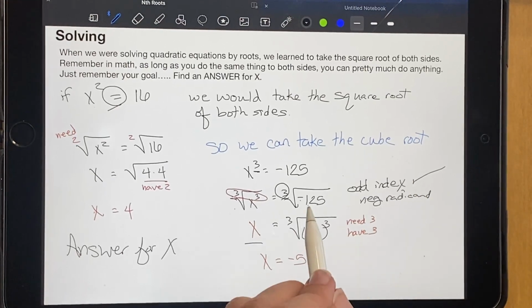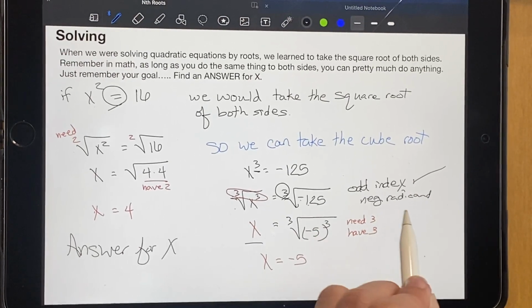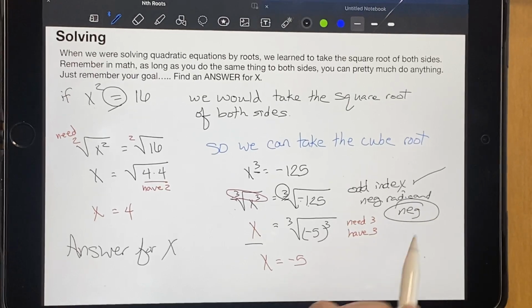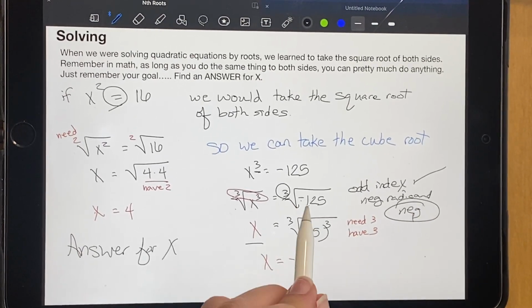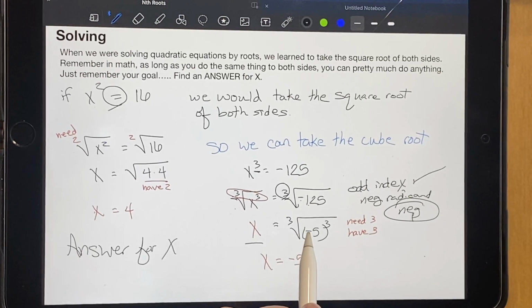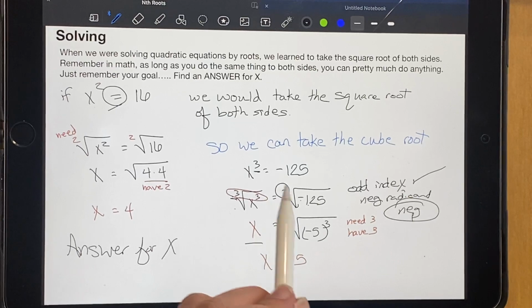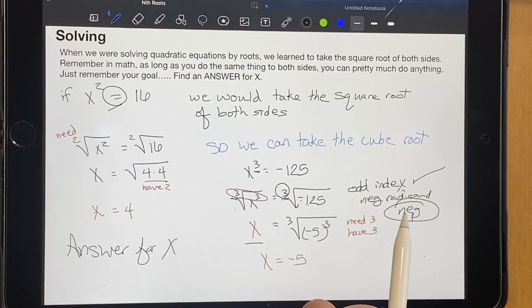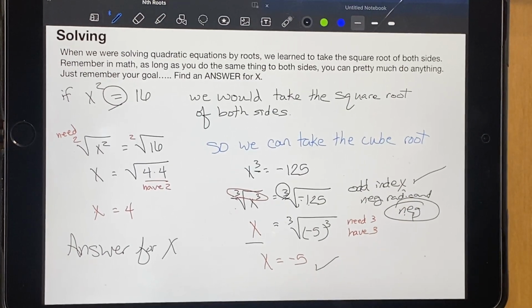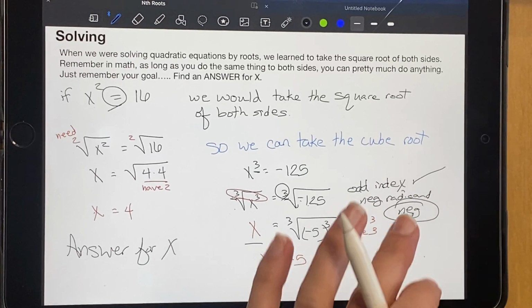It's allowed. It also means that my answer has to be negative. That's the only way that I can get that. So I'm going to rewrite negative 125 as negative 5 cubed. Now my index and my exponent match, so my answer is negative 5. So did it double check? I had an odd index with a negative radicand, which meant my answer has to be negative, and I got a negative answer. So we have a check on that, and x would be equal to negative 5.